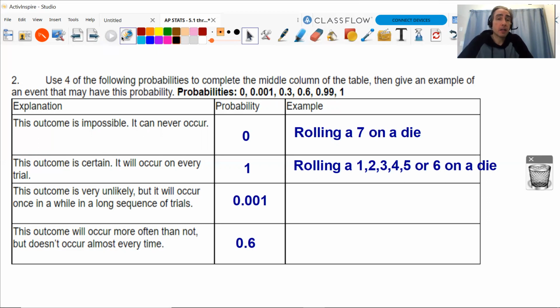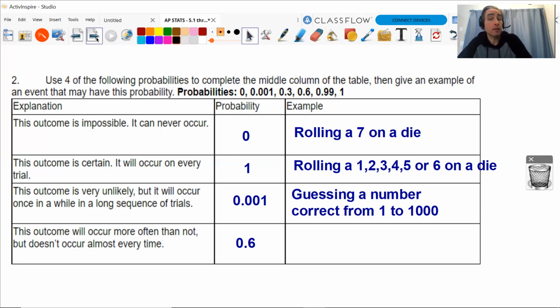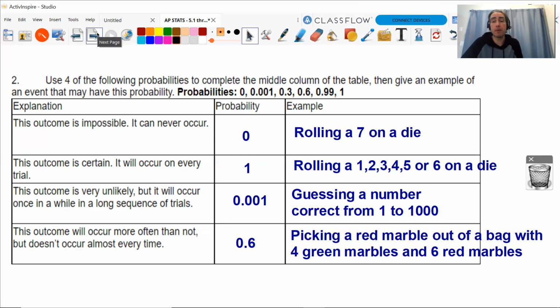For something very unlikely to occur, well, you could say 1 out of 1,000. If you had a random number generator and you randomly guessed the number and it gave you that number, you have a 0.001 chance of getting that. And the probability of 0.6, something like marbles. You could have 4 green marbles, 6 red marbles. Picking a red marble out of that bag is going to have a 60% outcome, so 6 out of 10.